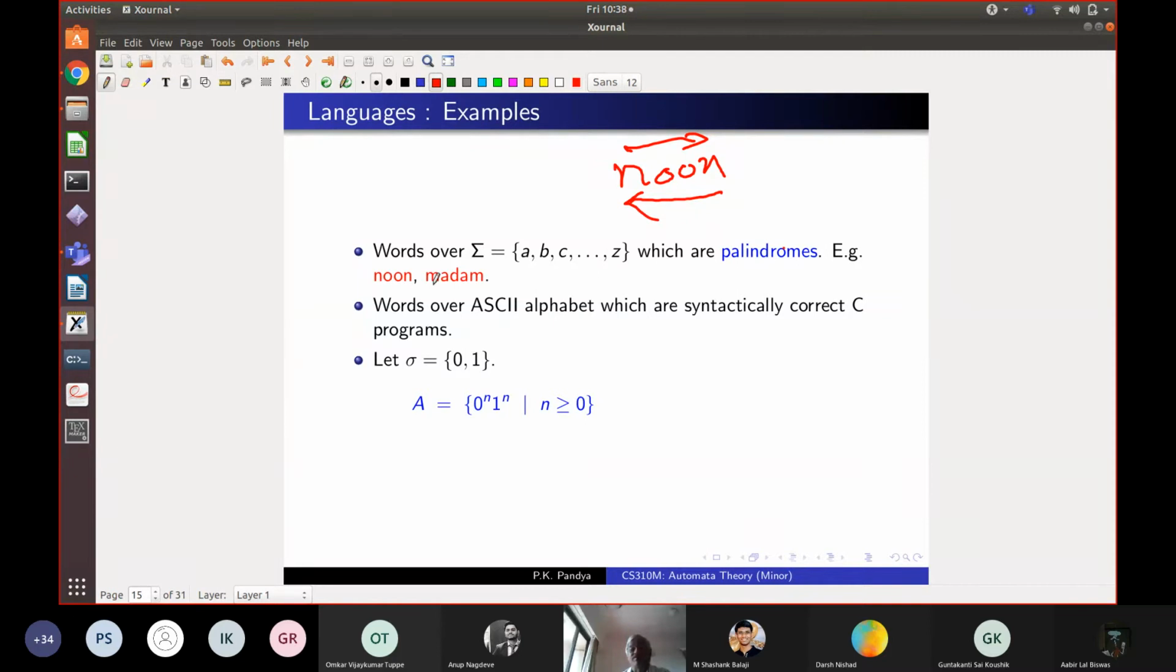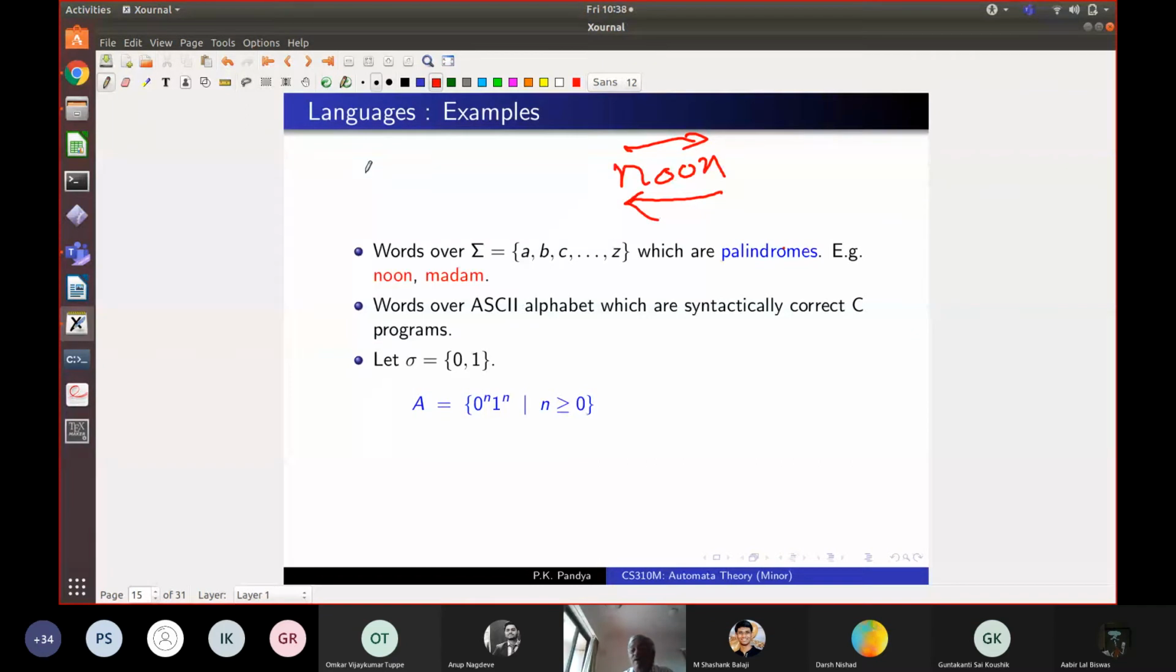Some palindrome words are noon and madam. Now you collect all possible sequences of these letters A to Z which read the same forward and backward, and that will give us a language, and that language is described informally in English like this. So this is the language of palindromes.